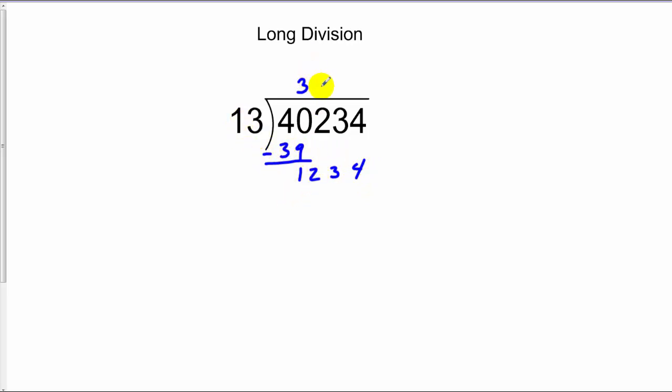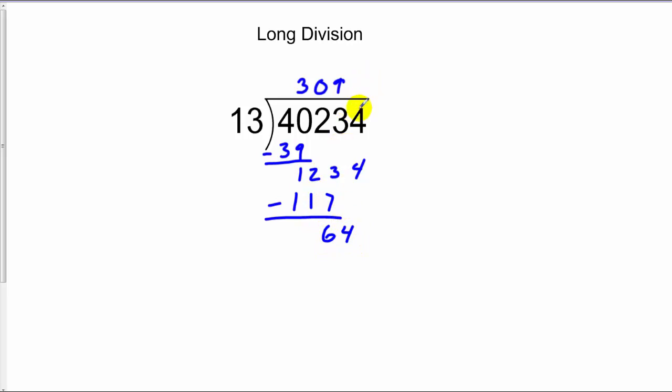I would bring down the remaining numbers and then say, does 13 go into 12? No, so what I must do is have a placeholder. And then does 13 go into 123? And of course the answer is yes. Goes in a total of 9 times. And 9 times 13 is 117. Subtract the 2. And you'll notice I have a total of 6 left.